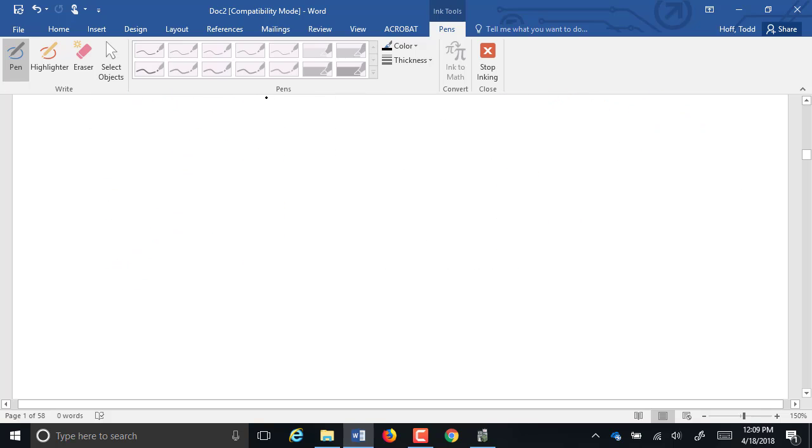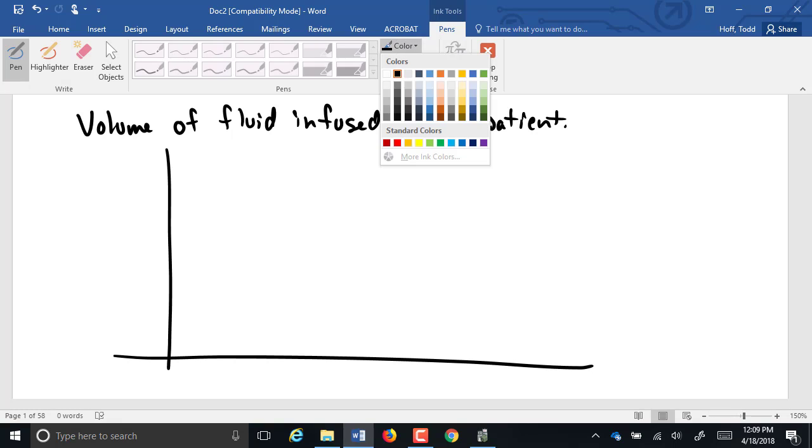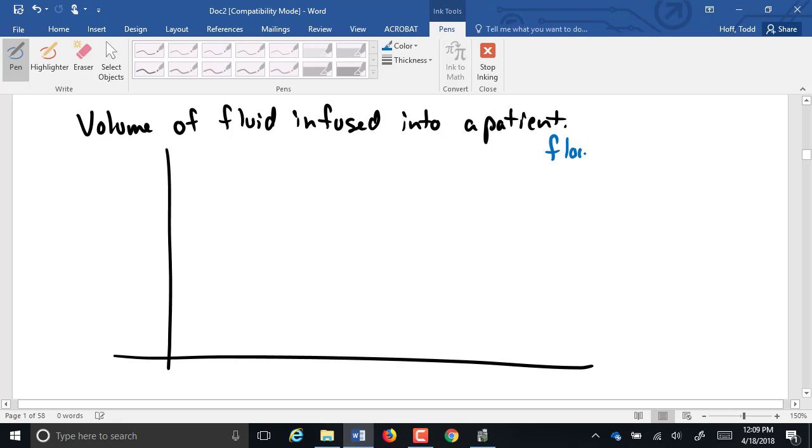We saw the example of the IV bag, volume of fluid in the IV bag. We could look at it from the other side. We could look at the volume of fluid infused into a patient over time. So let's say our flow rate is, let's go at 2 milliliters per minute.